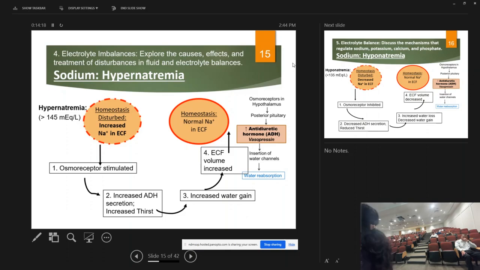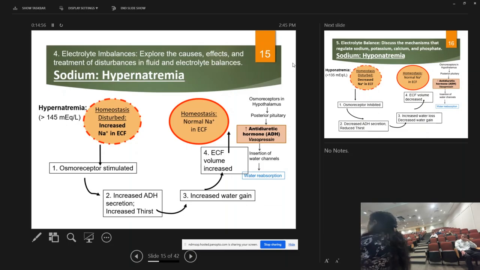So the antidiuretic hormone, how is it stimulated? First, you have to stimulate the osmoreceptor. That will release antidiuretic hormone that causes an insertion of the water channel. The water will come in, like you'll be thirsty and you'll drink water and you'll have an increase in water gain, and the volume will increase. When you have more volume within the same sodium, the sodium level will go down. So that's how you are going to correct the sodium and bring it back to homeostasis. This is, as we already mentioned here, how that happens.